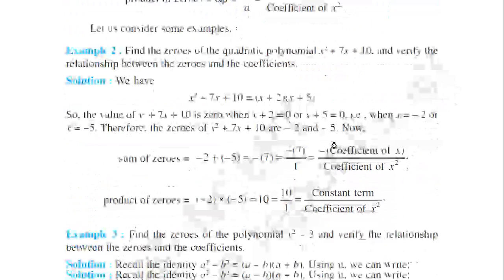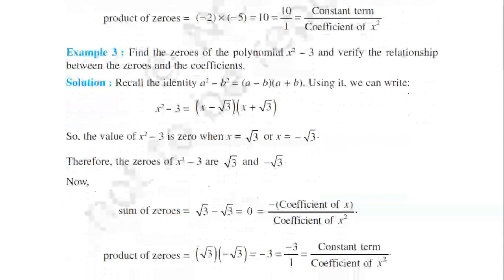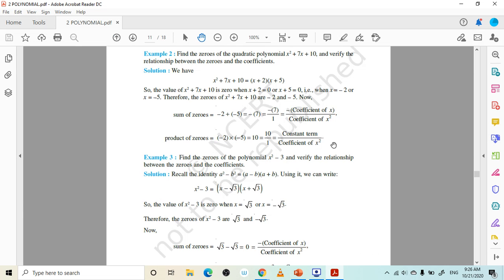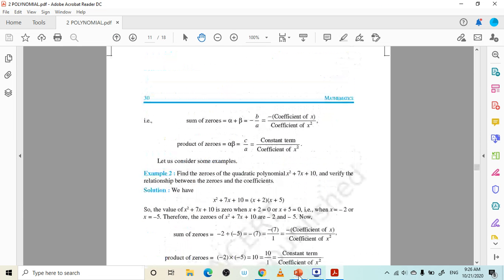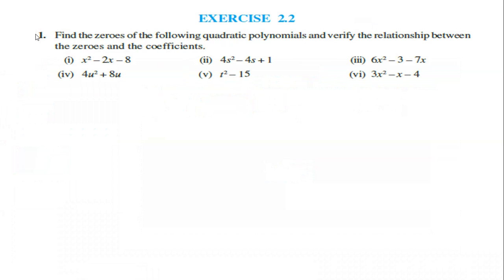Then here some examples are given that you have to solve. As yesterday we discussed, today also we will complete what we can. I will solve only some questions. Here, for example, 6 questions are given, so I will solve hardly 1 to 2. The remaining questions you have to solve as practice. Here we have to find the zeros of the following quadratic polynomial and verify the relationship between zeros and coefficients. Means you have to find the zeros, and also check the relationship.